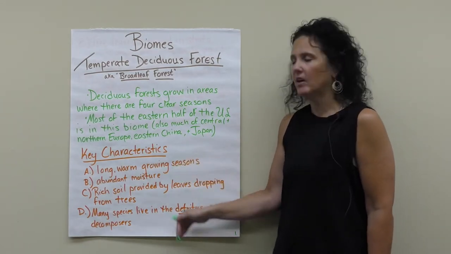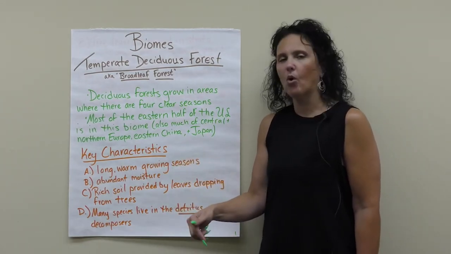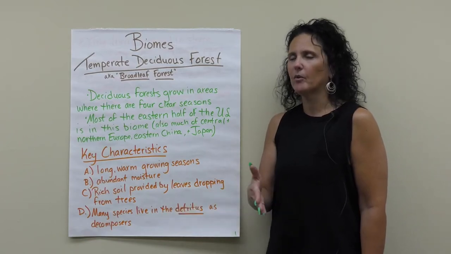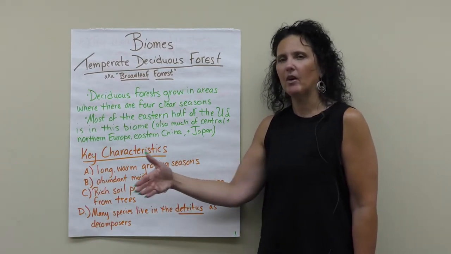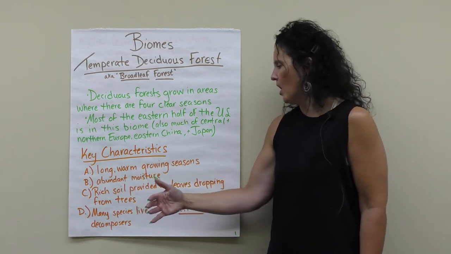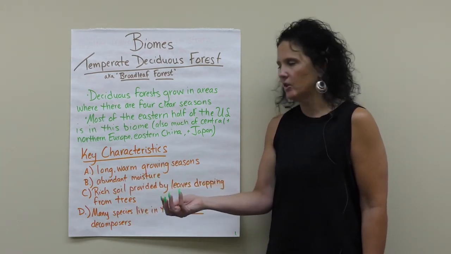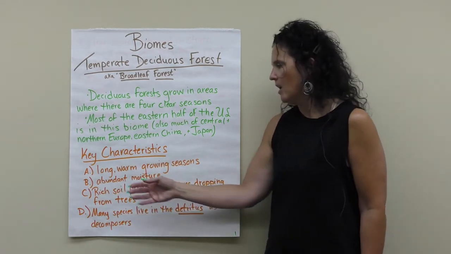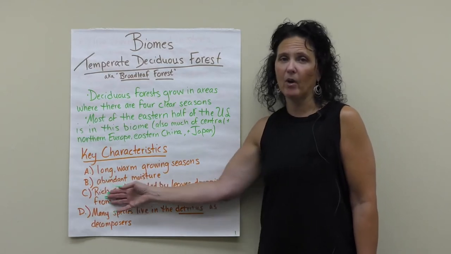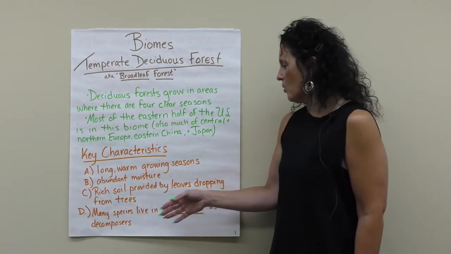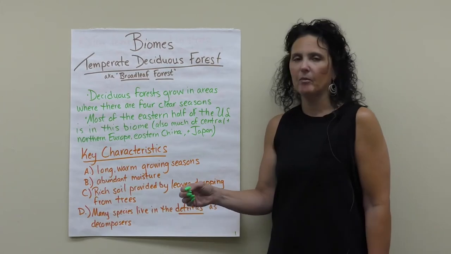Here are some of the key characteristics. We have long, warm growing seasons. So we would look from spring into summer, into fall. We have a long period of growth before the leaves start to change, and we'll talk about that in a minute. There's a lot of moisture, a high amount of rainfall, right? Rich soil that's provided by the leaves dropping from the trees.